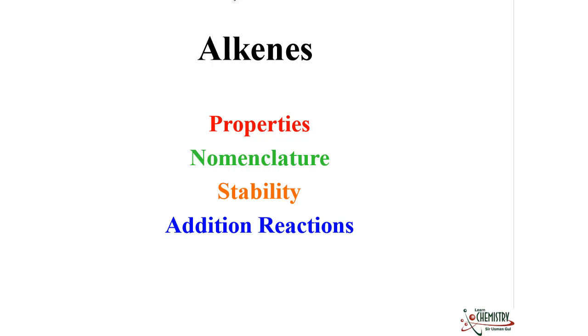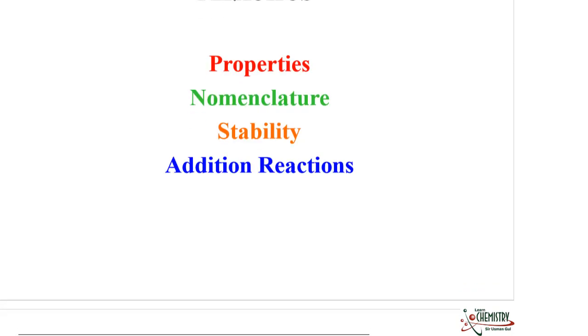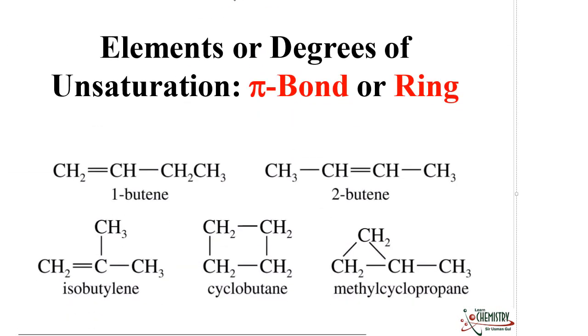In this lesson I will explain what alkenes are, their properties, their nomenclature, their stability and their addition reactions. Okay, starting with a few examples of alkenes, how we can identify alkenes. Basically alkenes are unsaturated hydrocarbons. So why are they called unsaturated hydrocarbons? Because they have pi bonds.